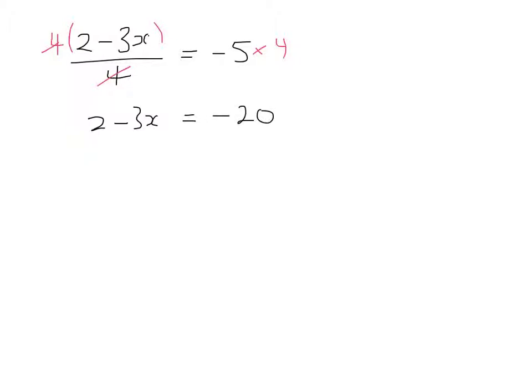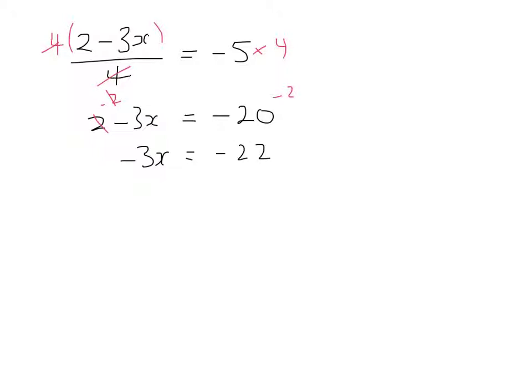Next, I've identified the 2 out the front, so to move that we'll take away 2 from both sides, which cancels those down. Leaves us with negative 3x. Again, be careful you don't lose that negative in front of the 3x, or the takeaway in front of the 3x. Minus 20 take away 2 is minus 22.